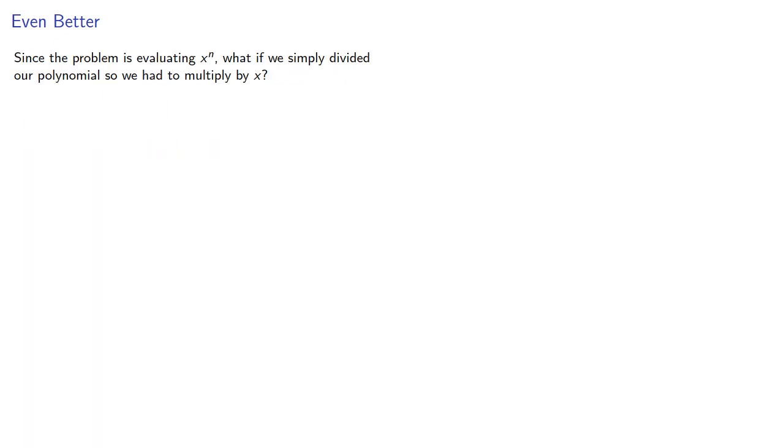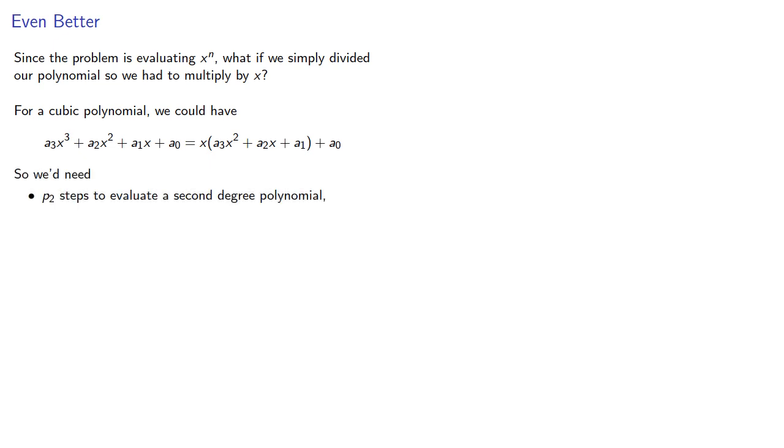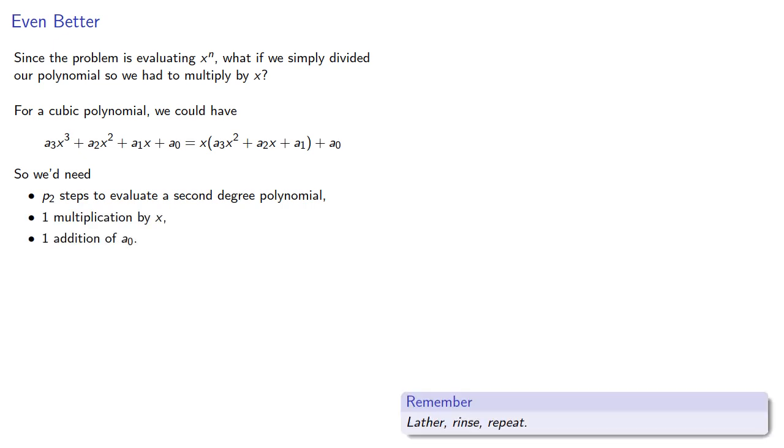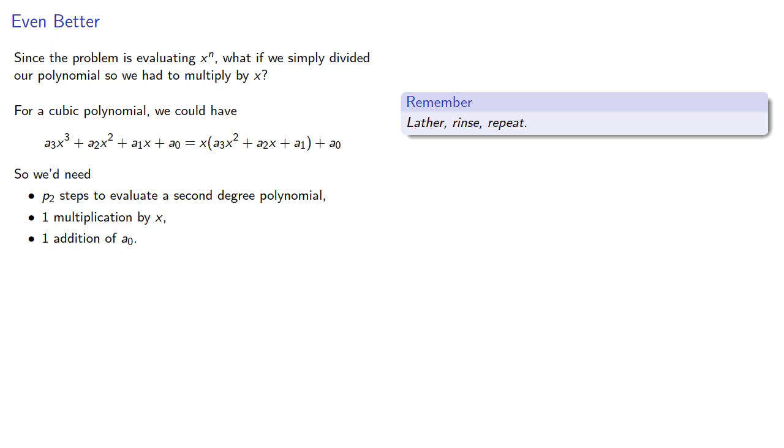Since the problem is evaluating x to the power n, what if we simply divided our polynomial so we had to multiply by x? For a cubic polynomial, we could have it rewritten as, so we need some number of steps to evaluate a second degree polynomial, 1 multiplication by x, 1 addition by a0, and again, lather, rinse, repeat. We could rewrite our quadratic polynomial as, so we need some number of steps to evaluate a first degree polynomial, 1 more multiplication, and 1 more addition.